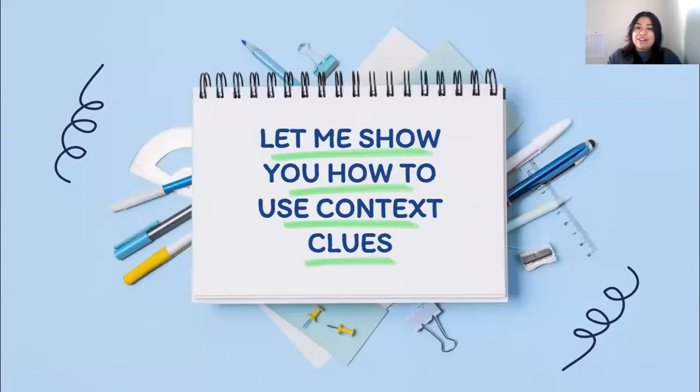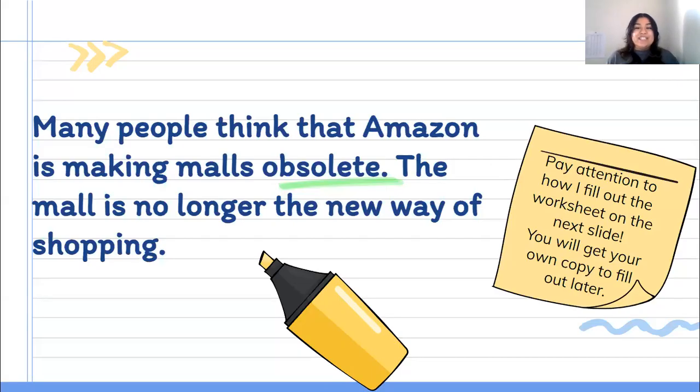Okay, so now I'm going to show you how to use context clues to figure out the meaning of an unknown word. I'm also going to show you how to fill out the worksheet that I'm going to give you during our guided reading. So make sure you pay attention to that. Okay, so here is our sentence. It says, many people think that Amazon is making malls obsolete. The mall is no longer the new way of shopping.